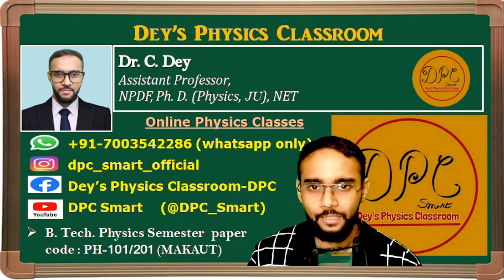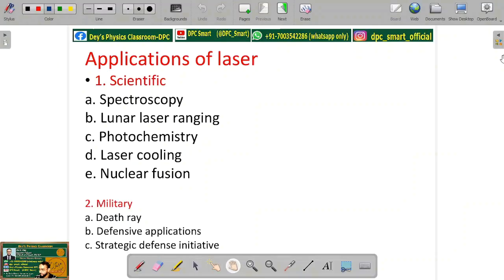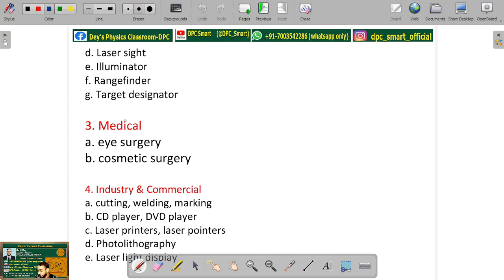Now what are the applications of laser? That we will discuss at the end part of this video. Laser can be applied in different fields. First of all, in the scientific field: in spectroscopy, lunar laser ranging, photochemistry, laser cooling and nuclear fission, lasers are used. Secondly, for defense systems in the military, different ammunitions and arms use lasers as laser sights, illuminators, rangefinders and target designators. In all these cases lasers have very important applications.